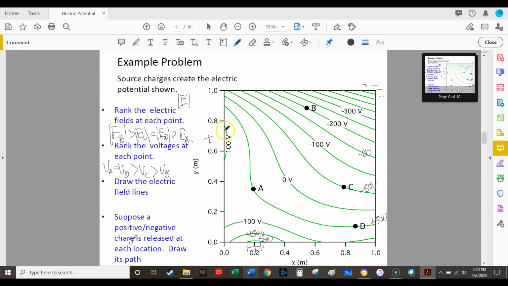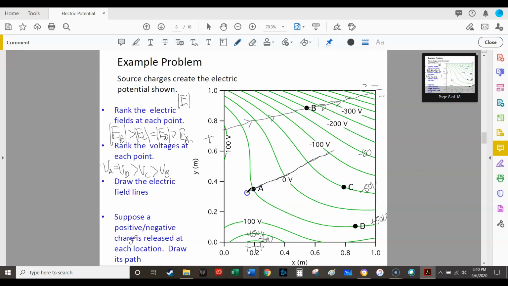Anyways, so the electric field lines going through B are going to be perpendicular to the voltage lines. So the electric field lines and voltage lines are perpendicular, and that means it's got to be perpendicular at each one of these points, or each one of these intersections. And it's going to be going from positive to negative. Here is a perpendicular, perpendicular, perpendicular, perpendicular, and so on and so forth.